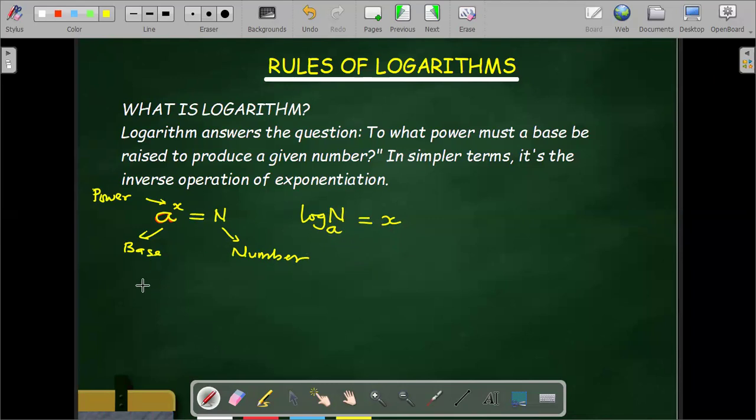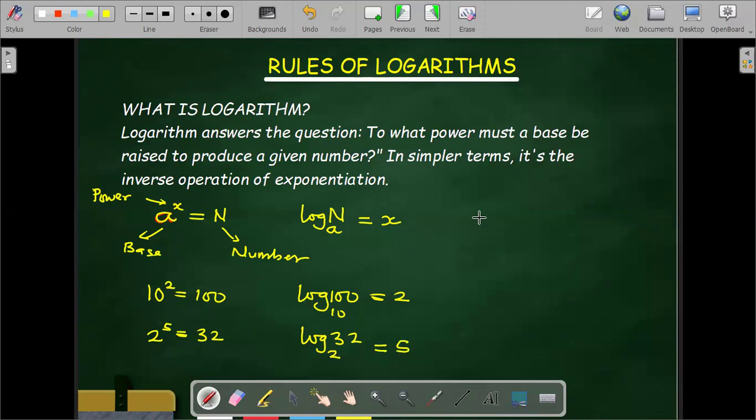Now let's look at a typical example. For example, 10 to the power of 2 is going to give us 100. Transforming this from exponential form to logarithmic form means the logarithm of 100 is 2 if the base is base 10. Another example: 2 to the power of 5 is 32. It means the logarithm of 32 to the base of 2 is going to give us 5.